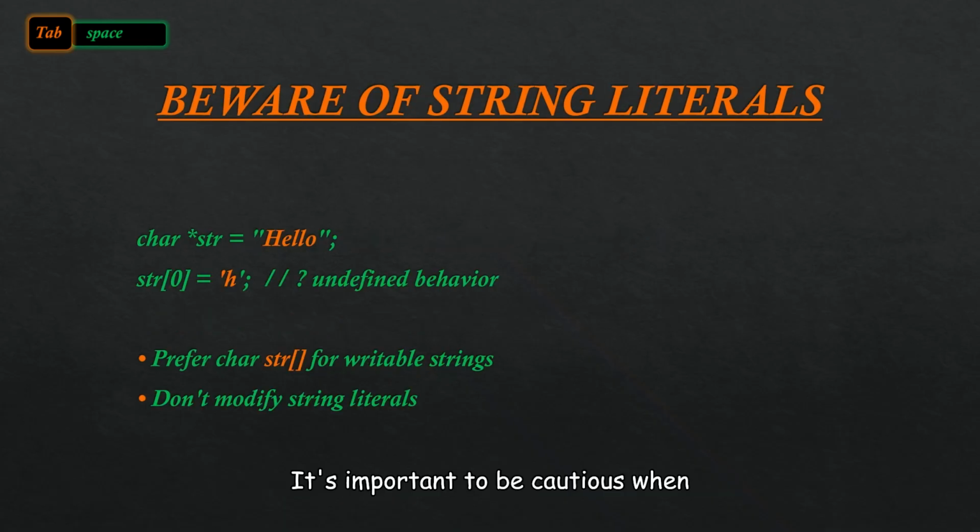It's important to be cautious when dealing with string literals. If you write char *str = "hello" and then attempt to change str[0] = 'h', your program may crash or behave unpredictably. That's because string literals are usually stored in read-only memory, and modifying them causes undefined behavior. To safely modify a string, you should use a character array instead. For example, char str[] = "hello". This allocates memory in the writable stack segment, allowing safe modifications. Always be cautious of how strings are stored and what kind of memory they occupy.